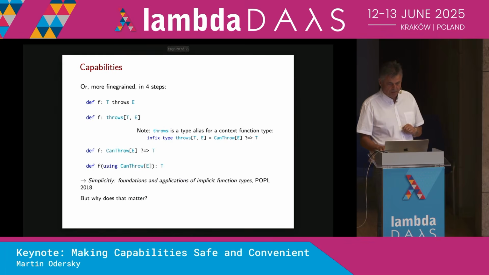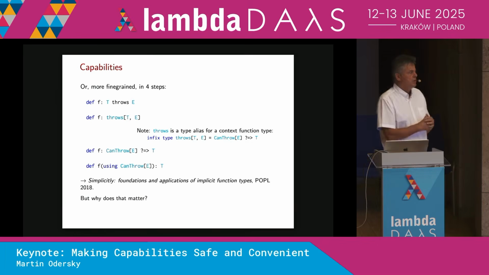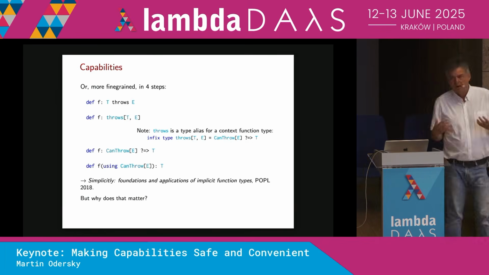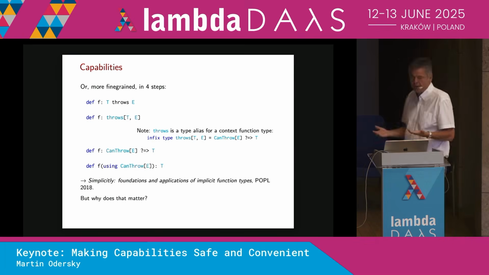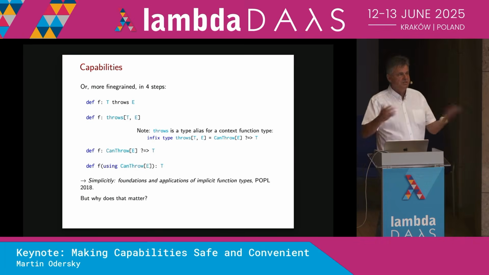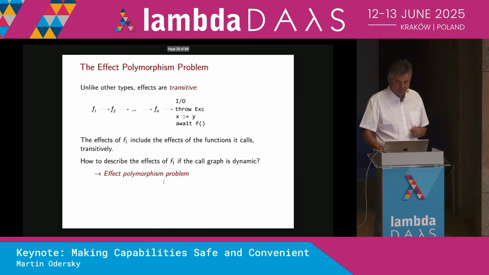That's been presented in Foundations and Applications of Implicit Function Types in POPL 2018. But the question is, why does that matter? What gain do I get by representing effects as capabilities? Isn't that just a game with symbols? In fact, it's more than that.